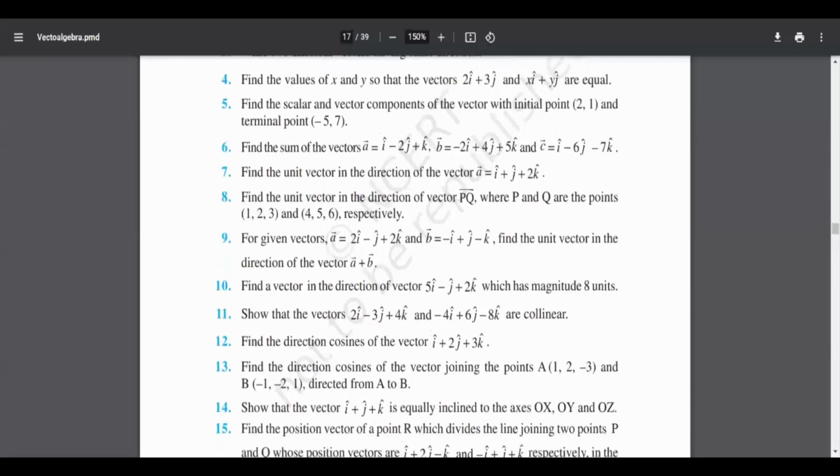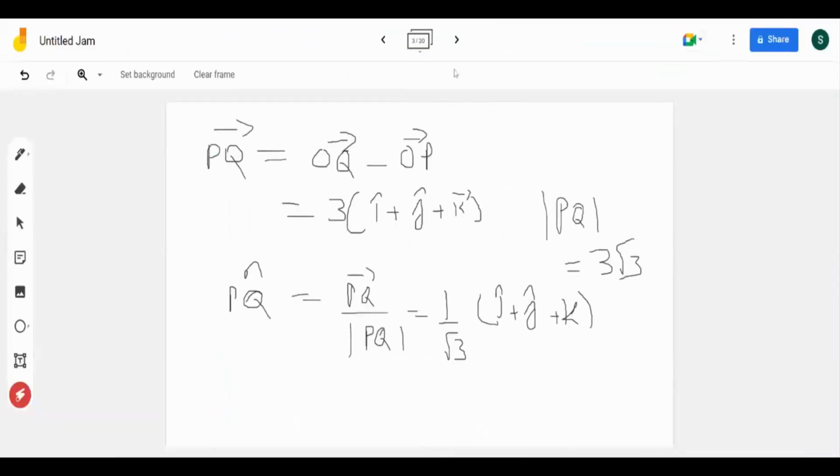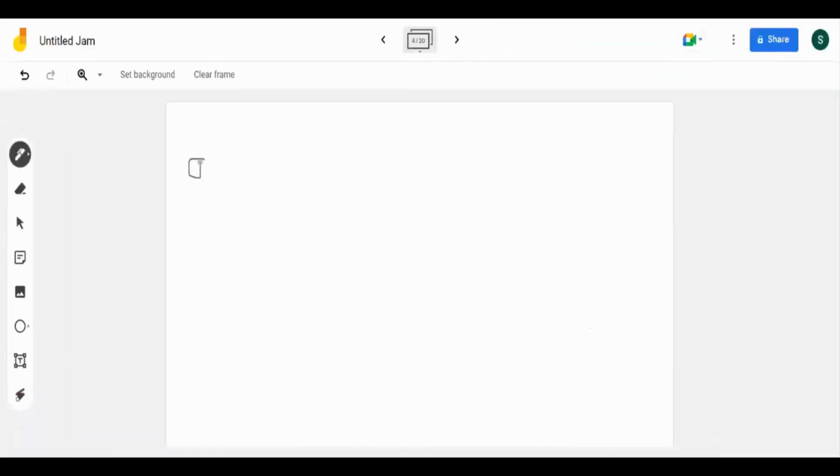For question number 9, of the given vectors A and B, find the unit vector in the direction of A plus B. Again, this is quite simple. First find the vector A plus B, and we will find the unit vector in its direction. So vector A plus B is nothing but adding the coefficients of A and B.